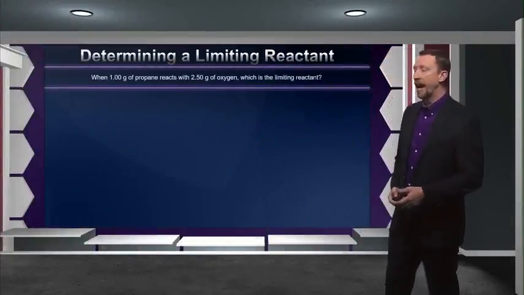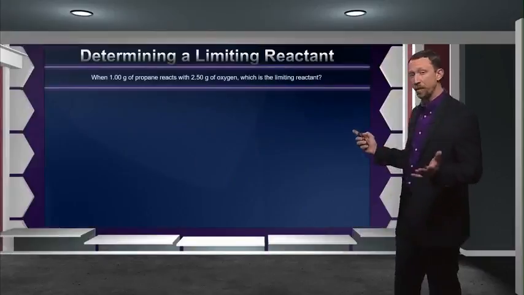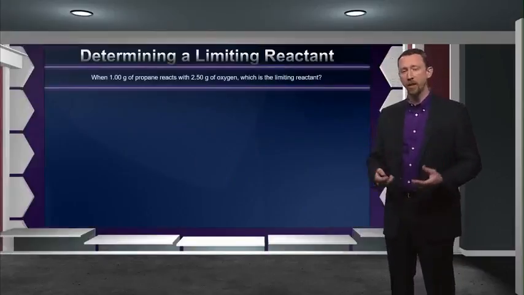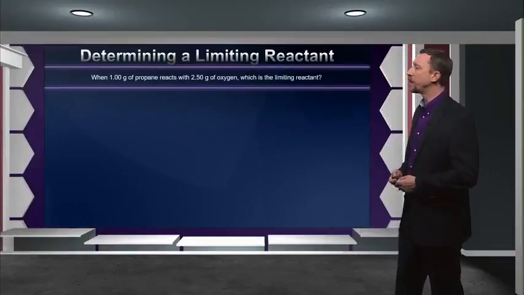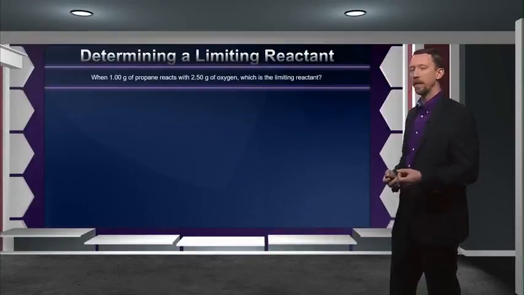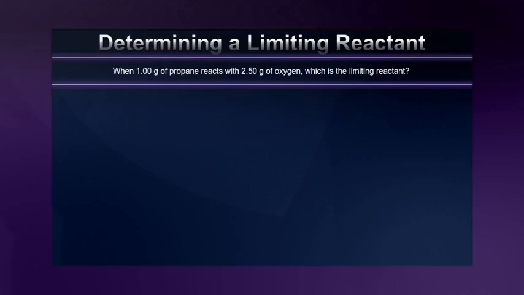Recently, we took a look at this reaction. Right? We looked at the combustion of propane with oxygen, and we balanced the equation. So let's use that balanced equation now to answer a question. And the question is this. When a gram of propane reacts with 2.5 grams of oxygen, which one is consumed first?